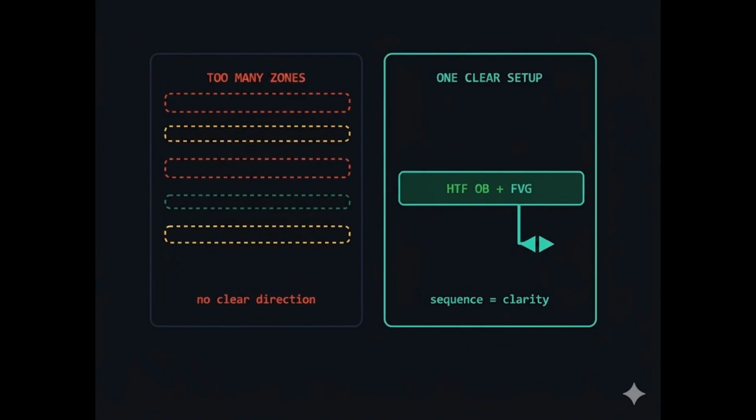But when you sit down in front of a live chart, you don't know which time frame to look at first, which zone to prioritize, or when exactly to pull the trigger. You have knowledge without a sequence.